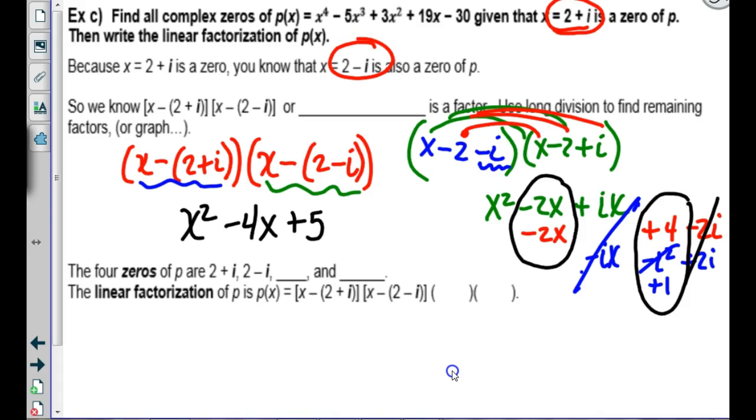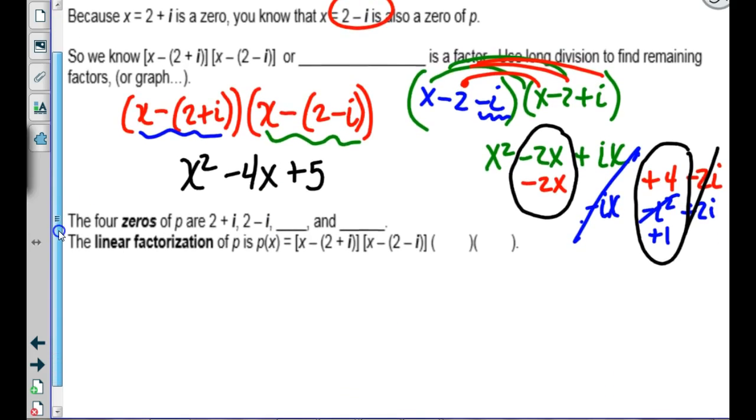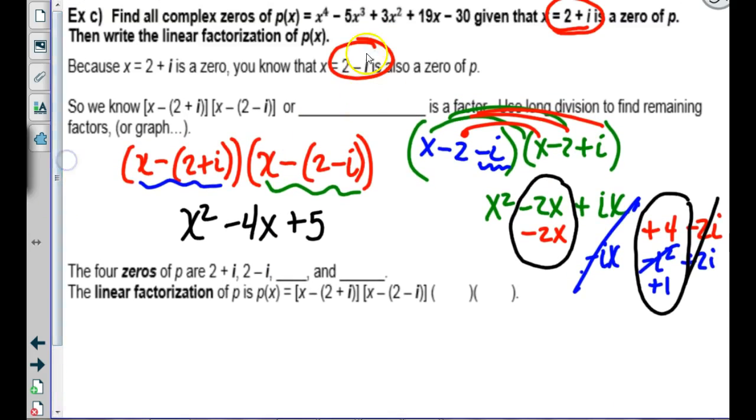Now they suggest that we do some polynomial long division to find the remaining factors. Or it says we can graph. I'm going to do the long division down at the bottom of this slide, but you feel free to graph and find some more zeros for me. This is x to the fourth minus 5x cubed plus 3x squared plus 19x minus 30. You type that in.